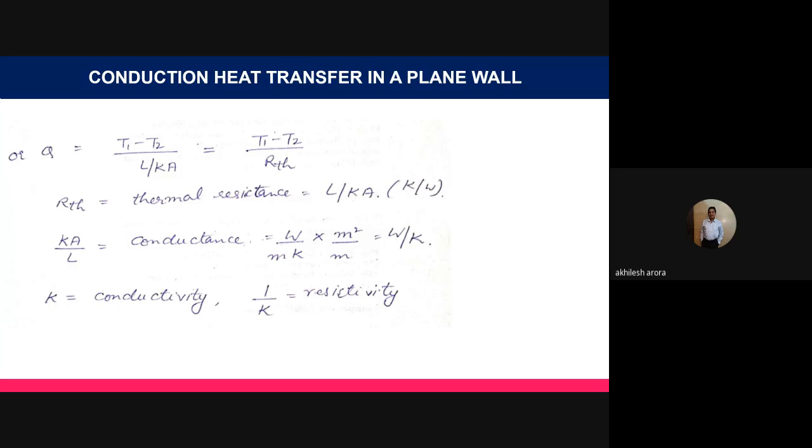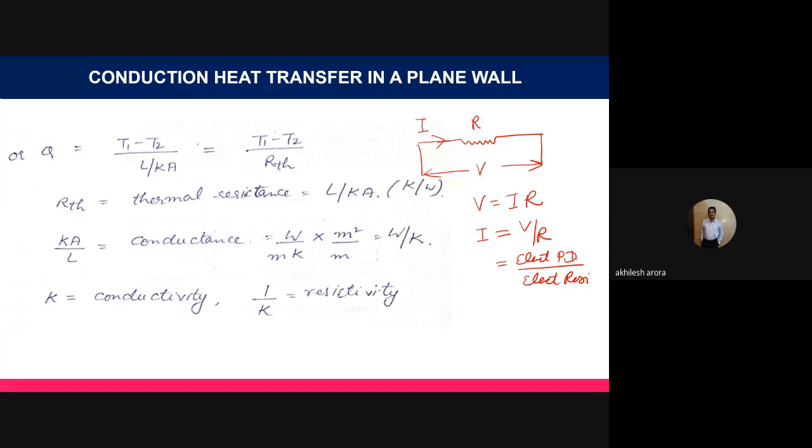Let us see it once again here. If I consider an electrical system with an electrical resistance, a current flowing through it, and a potential difference V applied across it, you know from Ohm's law that V is equal to I R. I can also say that current is equal to V by R, that is, the electrical potential difference divided by the electrical resistance.